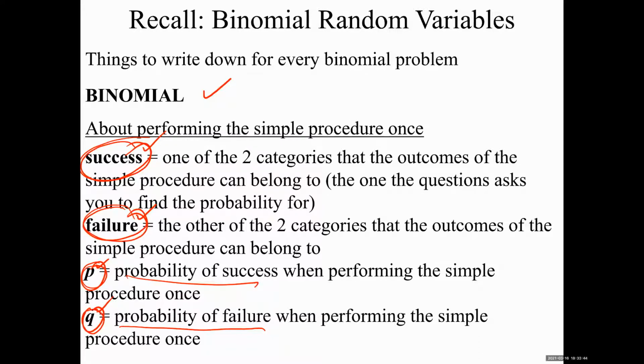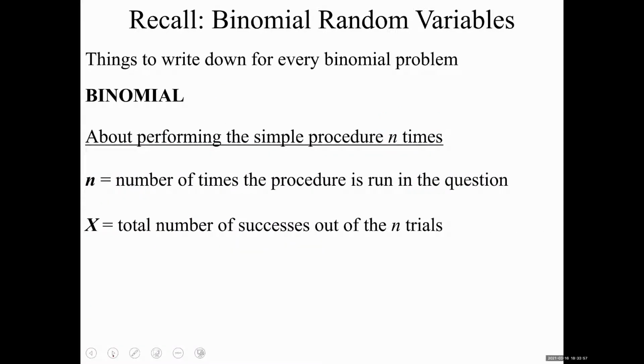So to figure out these 4 things, you imagine doing whatever you're doing once, even though that's not how many times you're doing it. They're going to tell you in the problem how many times you're doing it. So those are 5 things, okay? So binomial and those 4 circled things there. And then you're going to write down little n and capital X.